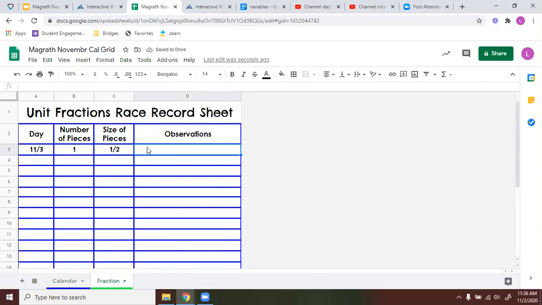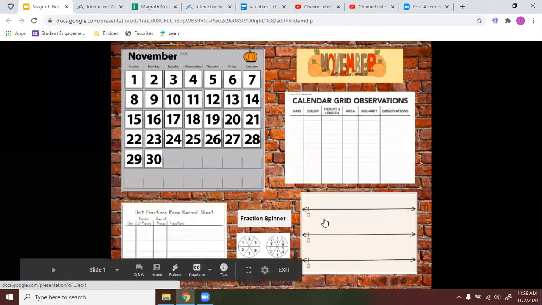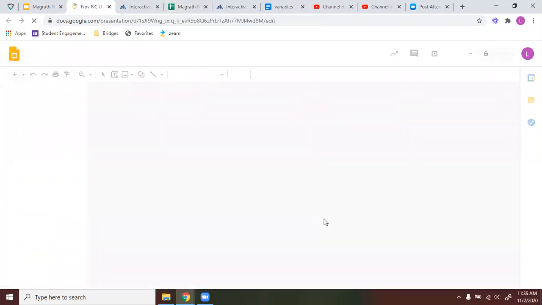Now, I have to make an equation here under this observations part, but because I only spun the number 1, I don't really have much for an equation. I'm not adding anything. If this was a 2, I would be adding 1/2 and 1/2 together, but because I just have a 1, I don't have an equation today. No equation, no number sentence, okay? Now I'm going to go back, and we're actually going to put some numbers on a number line.